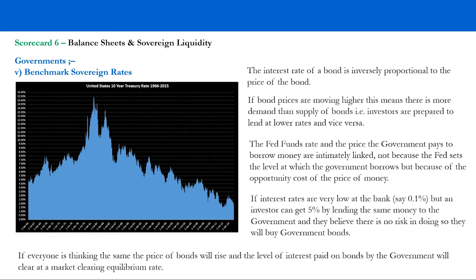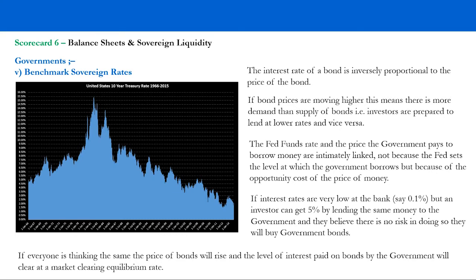The interest rate of a bond is inversely proportional to the price of a bond. If bond prices are moving higher, this means there is more demand than supply of bonds. Investors are, in this case, prepared to lend at lower rates, and vice versa. So the more bonds are in demand, the lower interest rates go. They're prepared to accept lower rates, and vice versa. If bond prices are going lower, the interest rate is going higher. And the interest rate is going higher because this is more reflective of a higher risk.